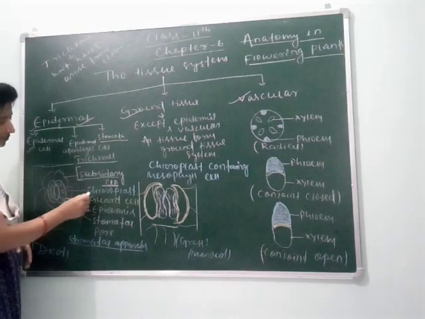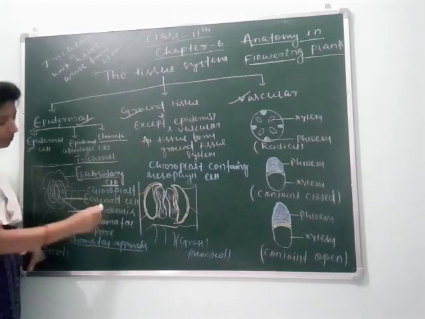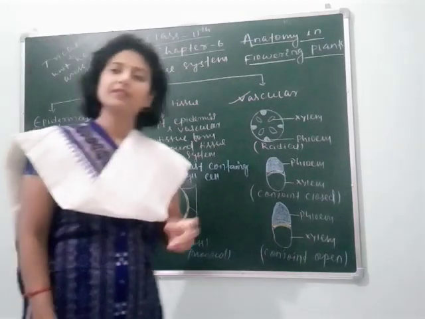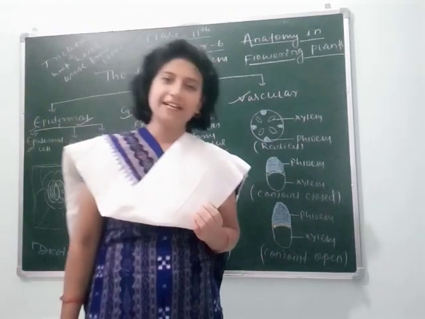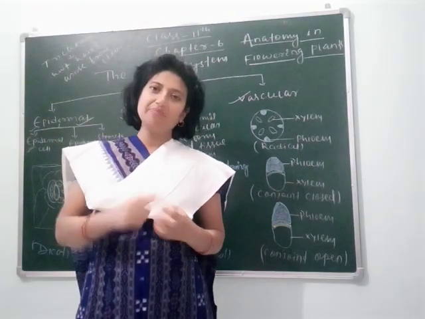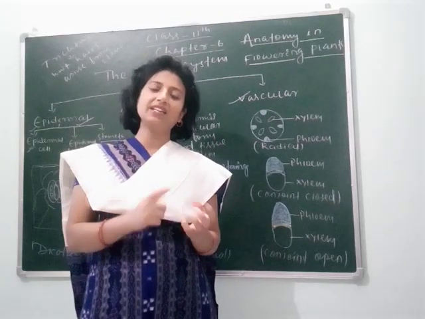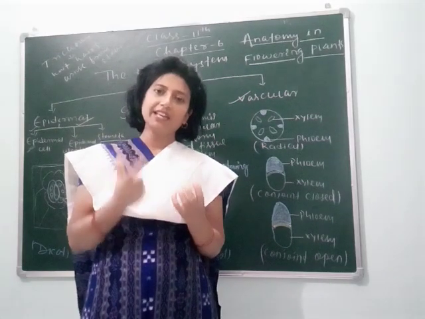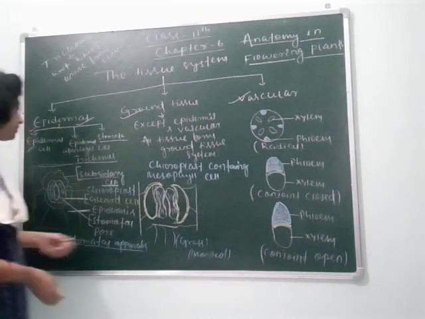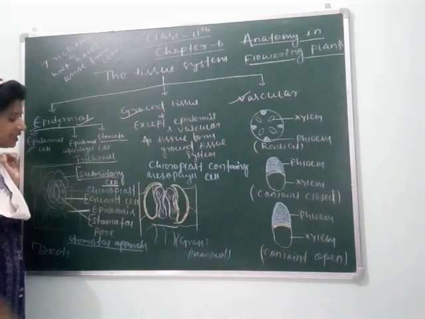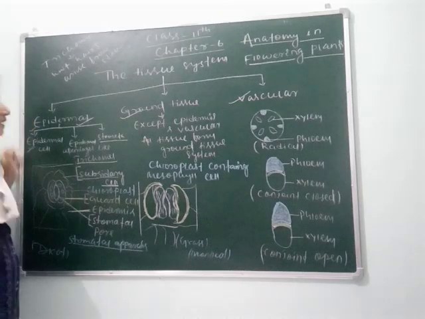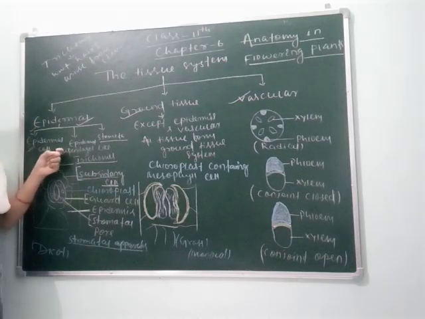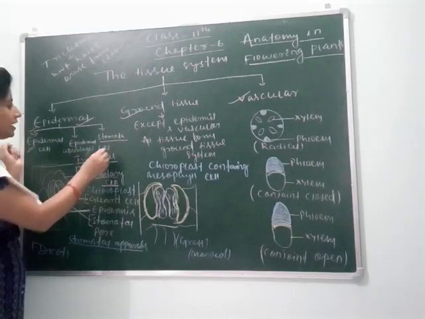Subsidiary cell, guard cell, and stomatal pore together form the stomatal apparatus. Apparatus means when many instruments are used in a particular thing. So here the stomatal apparatus consists of the subsidiary cell, the guard cell and the stomatal pore. Next, let's move towards the epidermal appendages like root hairs and trichomes.